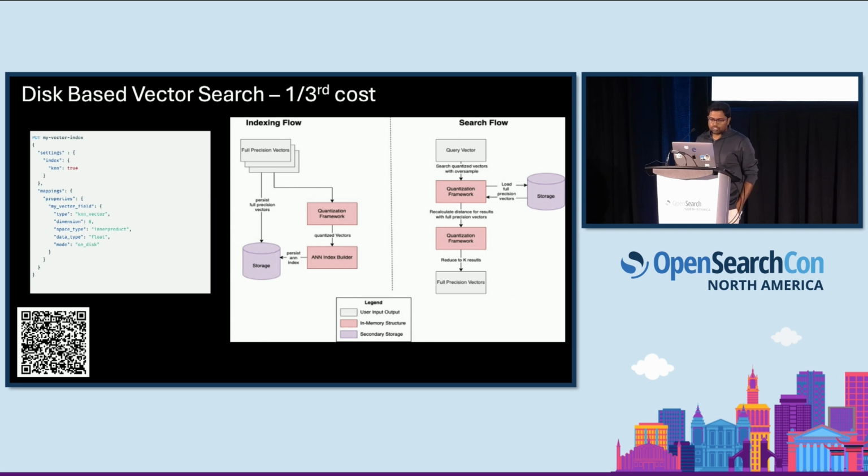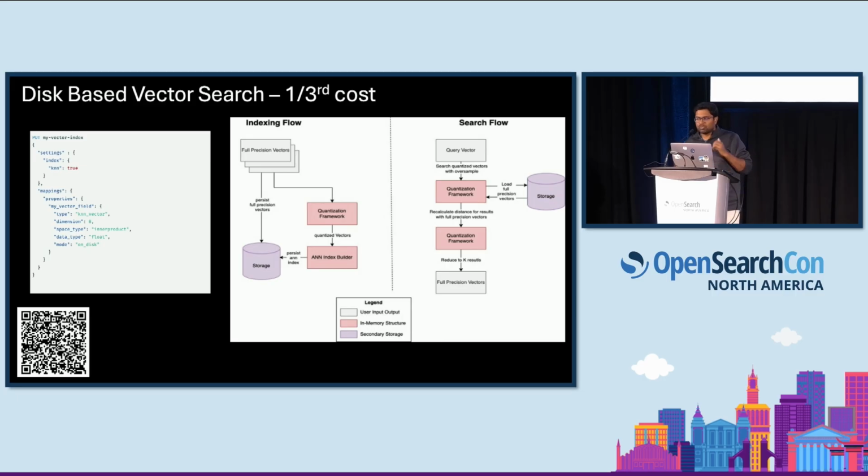The way it works is, during indexing, as the vectors flow in, they go through the quantization framework. The quantization framework samples the vectors and computes the mean at a dimensional level, and then constructs a threshold vector. Using the threshold vector, it runs through all the vectors indexed in the segment and determines whether each dimension has to be 0 or 1. If the value of the dimension is greater than the threshold, it puts 1. If it's less than the threshold, it puts 0. And then it builds an HNSW graph with these binary vectors.